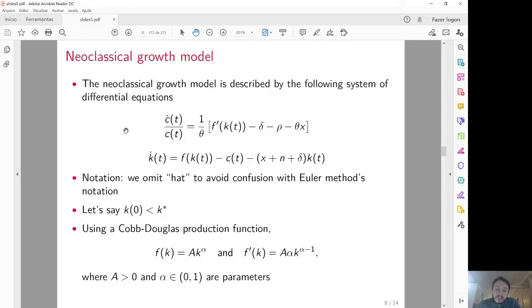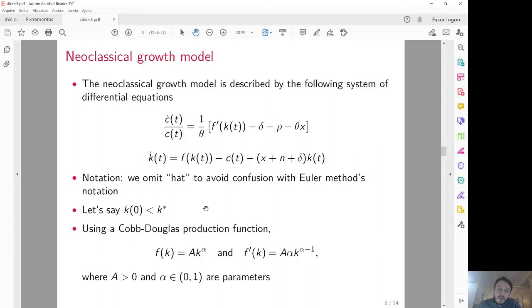Okay, so first let's start with the assumption that the initial capital is lower than the steady state capital. This is the interesting case in the model, because this is the case in which capital grows, consumption grows, there is capital accumulation, and the model is about growth, right? So let's use the case in which there is growth in the economy, which is the case in which initial capital is lower than the steady state capital.